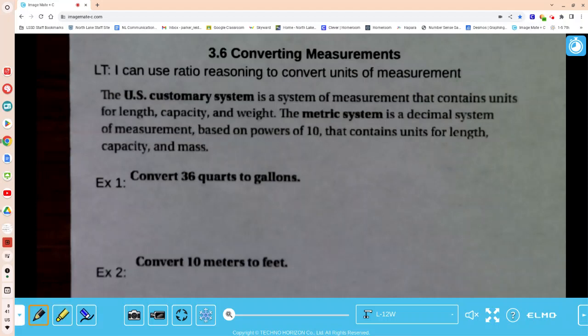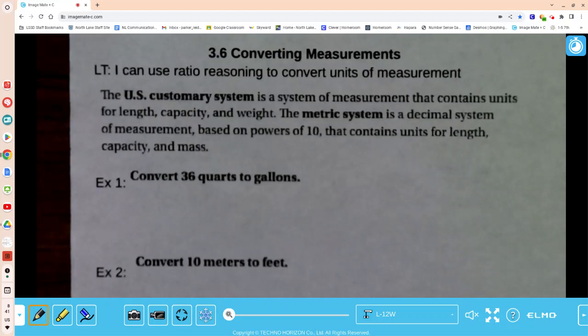So this is our last lesson of chapter 3, and it is 3.6. It's about converting measurements. Could I have a volunteer read our learning target for us where it says LT right underneath the title? I can use ratio reasoning to convert units of measurement. Thank you. So a few definitions.